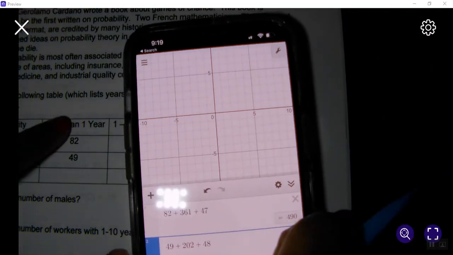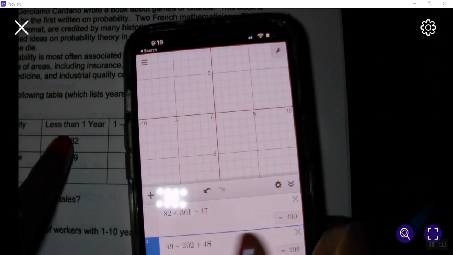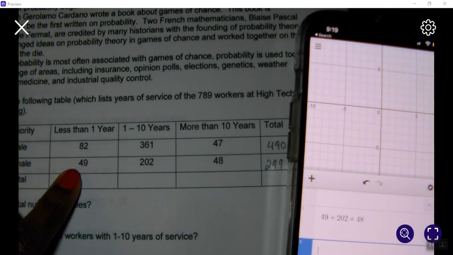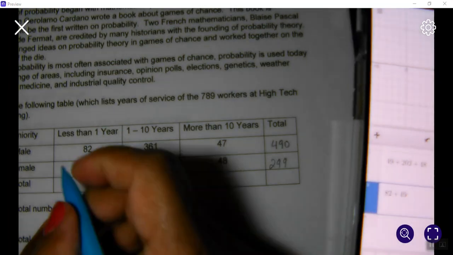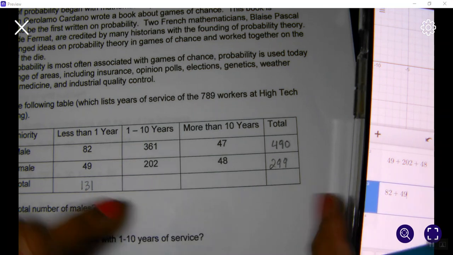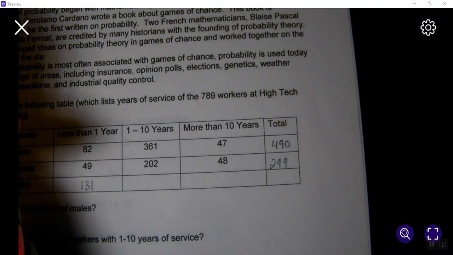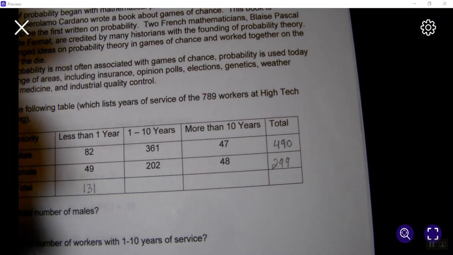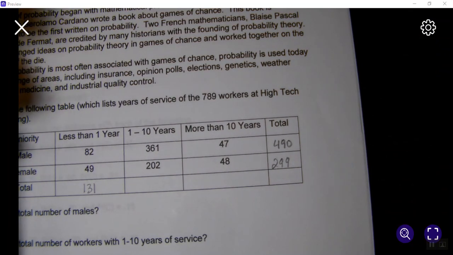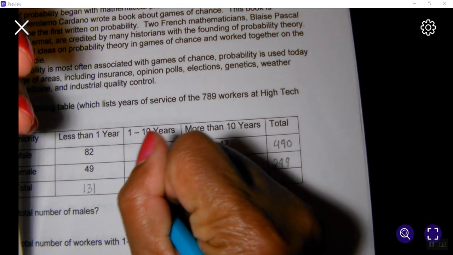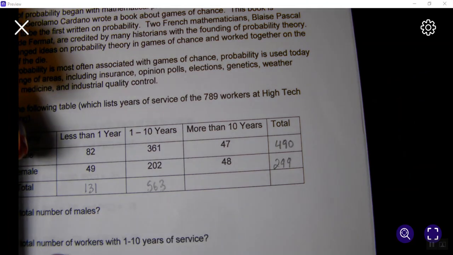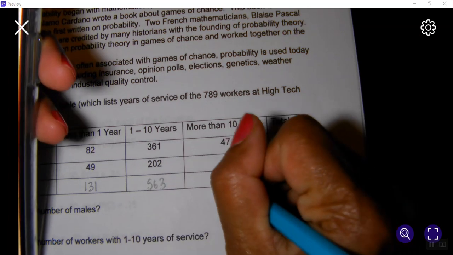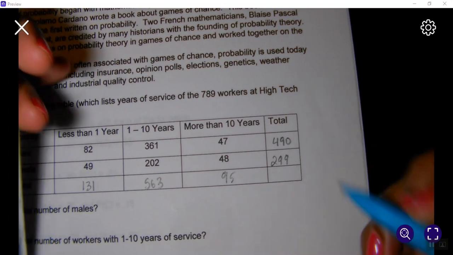And then let's go ahead and collect all the numbers for less than a year. So we're just going to do all of that. 82 plus 49 is equal to 131. And then you guys get the idea. So let me just quickly get those. So 361 plus 202, I got 563. 47 plus 48, 95, and then we're just going to put the total here.